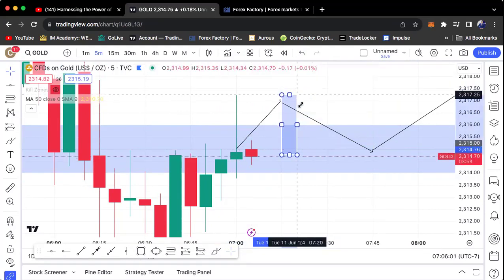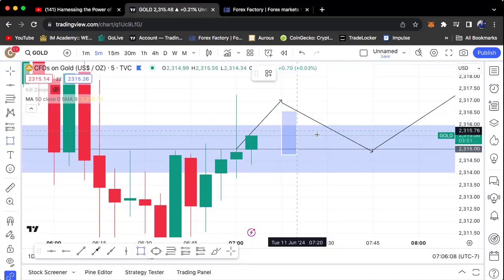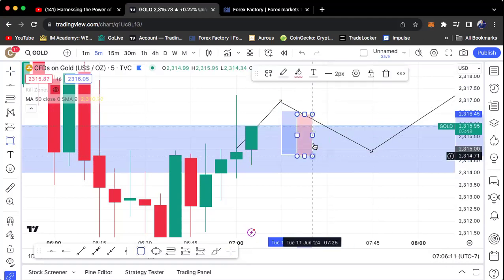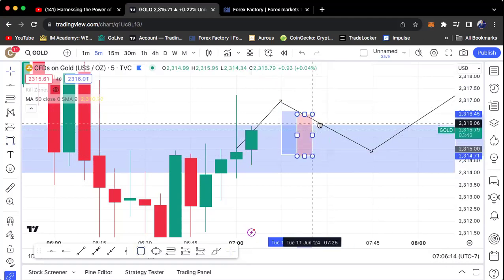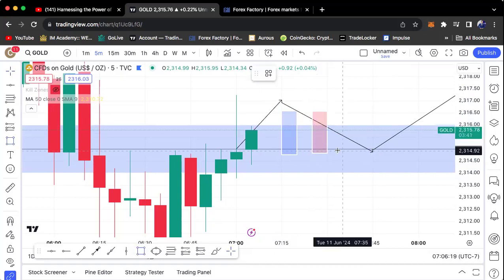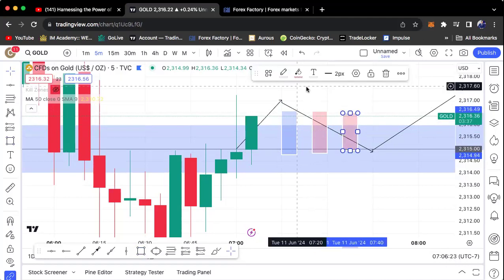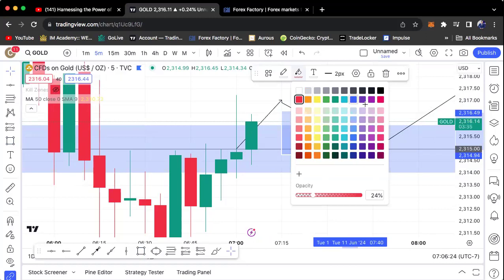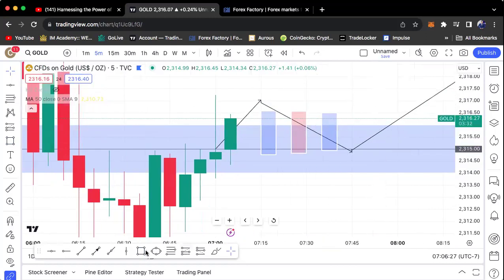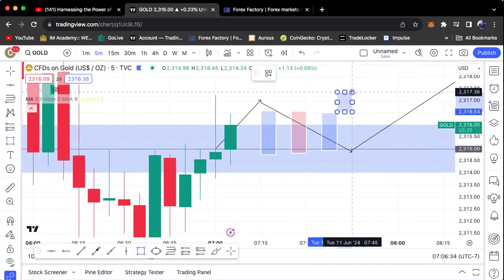I want to see something like this happening: a bullish candle closing above, and then a bearish candle coming back down to retest my area. And this is where I will take it. Once it retests and I see another bullish candle, then that's a confirmation for a buy. I can either enter here at this bullish candle or the next one that forms.